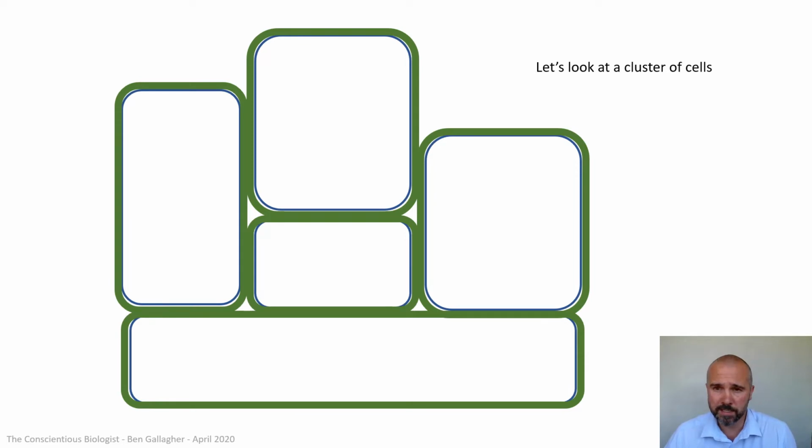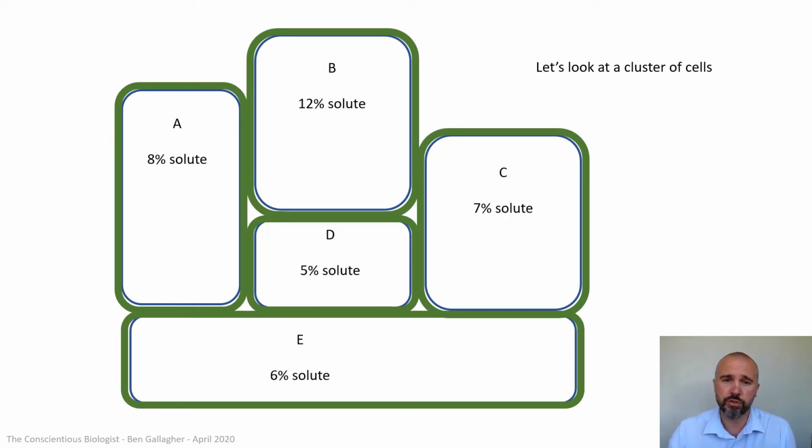Let's increase the complexity now and look at a whole cluster of plant cells. Now, don't be at all intimidated by that. The theory is exactly the same as we looked at on the last slide. The only difference now is we've got 5 cells there on the screen, and we're going to look at how water moves in between all of those. So let's give you the solute concentrations again in these. And again, I've labelled them A, B, C, D, and E.